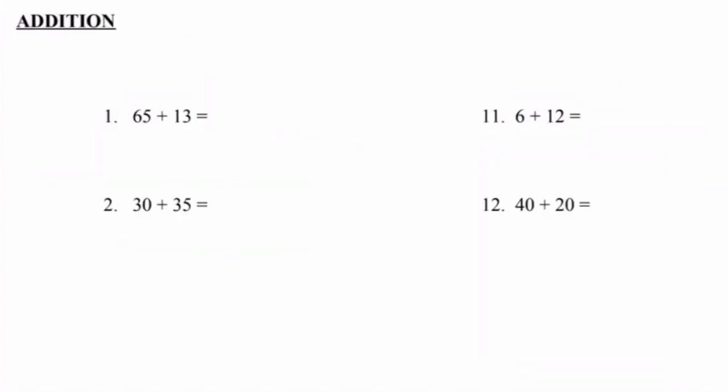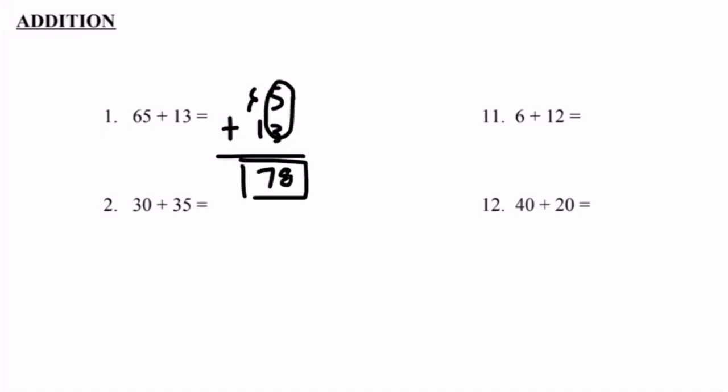Our third topic is addition, and it's asking us to add the numbers below. Number 1, 65 plus 13. I'm going to align the numbers vertically so it's easy for us to add. 65 plus 13. 5 plus 3 equals 8. 6 plus 1 equals 7. So our final answer for 65 plus 13 equals 78.